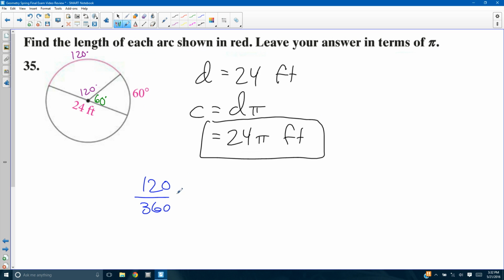Normally I multiply it by it. Yeah, I guess I will. I was going to say some people do proportions. Okay, but I wouldn't multiply straight up right now. 120 over 360 is 1/3.